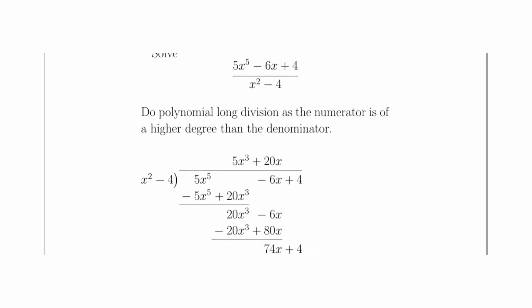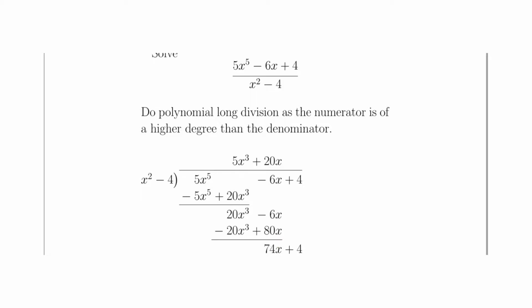Okay, so now we bring down the minus 6, because then we've got a term with the x as well. So this term will come down in a line here and end up next to our last result. So 20x cubed minus 6x, and then we subtract the 20x cubed and the plus 80x, which we got when we multiplied the 20x and the terms in our denominator. So 20x cubed minus 20x cubed is 0. Minus 6x plus 80x is 74x.